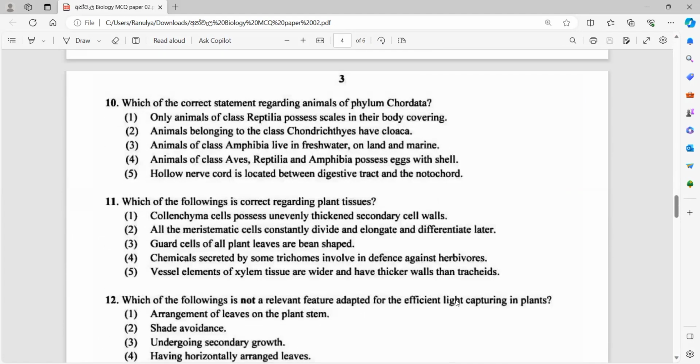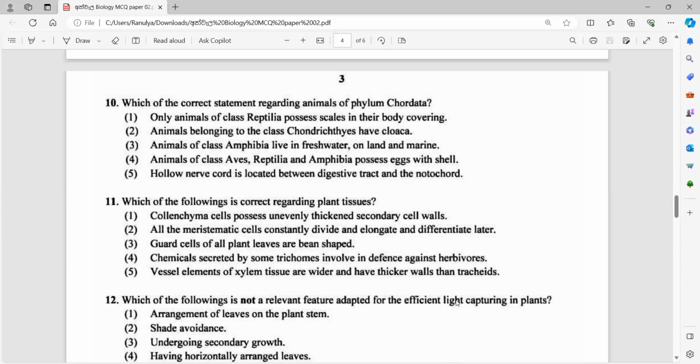Question number 10. Which of the following is a correct statement regarding animals of phylum Chordata? Only animals of class Reptilia possess scales in their body covering. No, that is incorrect. What are the structural features of reptiles which enable them to successfully adapt to a terrestrial mode of life? Presence of internal respiratory surfaces. Dry skin without glands. Scaly skin, that means presence of scales. Presence of organs for internal fertilization. Eggs with shells. Embryos with fetal membranes, right? Those are the adaptations for terrestrial life.